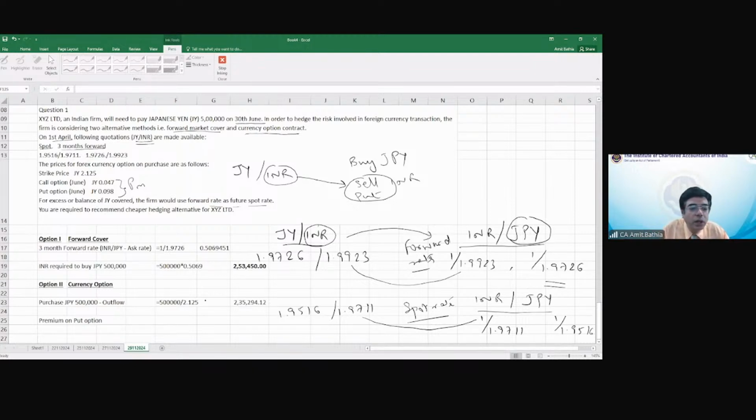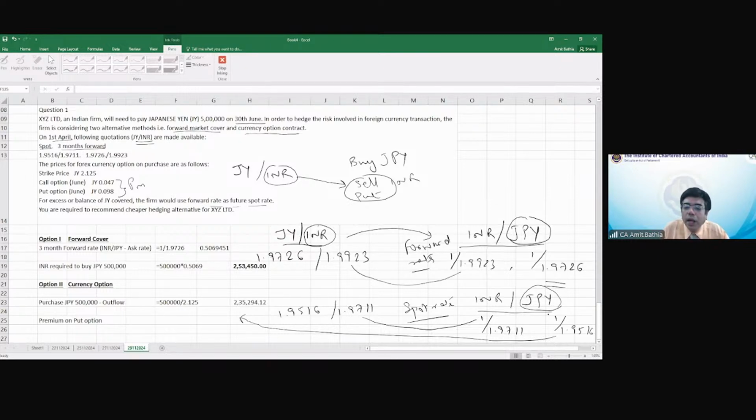Now your obligation over here was mentioned. Premium on put option is in Japanese yen. Are you with me? Yes, sir. Now the base currency is Japanese yen. So you said you wanted to buy Japanese yen, am I right? Yes, sir. So now I will buy at this rate, which is the ask rate. Are you with me? Yes, sir.